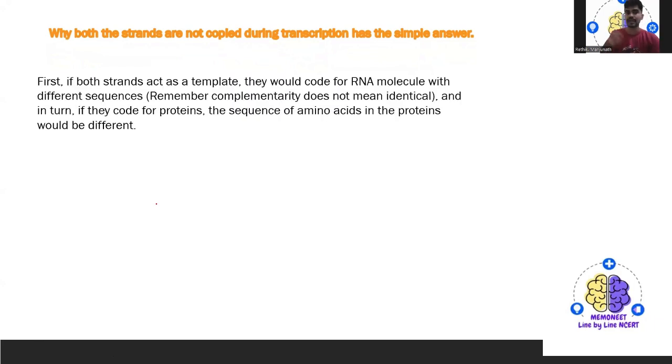First, if both the strands act as a template, say we have double-stranded DNA where both strands act as a template, they would code for RNA molecules with different sequences. For this strand you have ATGC, something like that, and for this strand you will have TACG. So something different has to code from this one, and again a different sequence from this one. And in turn, if they code for protein, the sequence of amino acids in the protein should also be different.